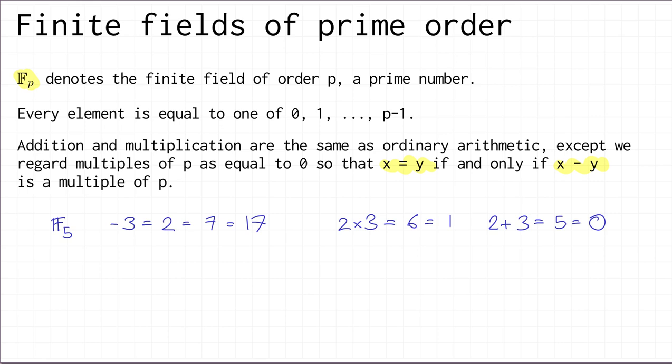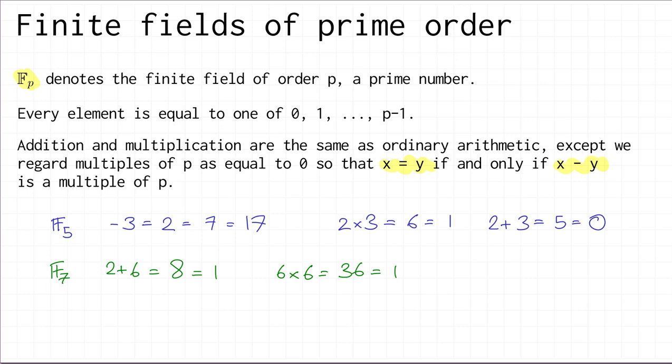Okay, let's try a different finite field. Let's look at F7. So in F7, let's do some more arithmetic. 2 plus 6 is equal to 8. And in F7, that's the same as 1, because 1 and 8 differ by a multiple of 7. And let's do some harder arithmetic. 6 times 6, that is 36. And that is equal to 1, because the difference between 1 and 36 is a multiple of 7, right? The difference is 35, and that's 5 times 7.